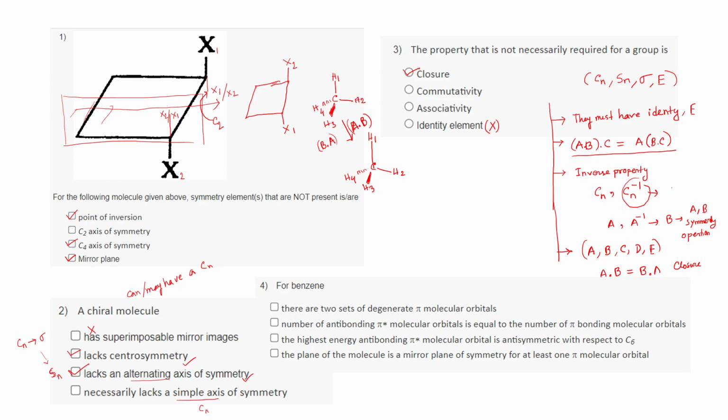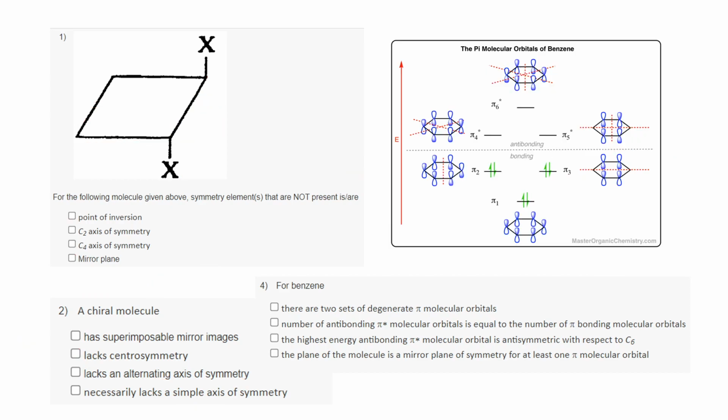Okay, so let me go to the next question. For the next question I will use a photo. I have taken this photo from masterorganicchemistry.com, so I've given the reference there. So the question is actually for benzene. We have to select a few. What are the correct options we have to choose?